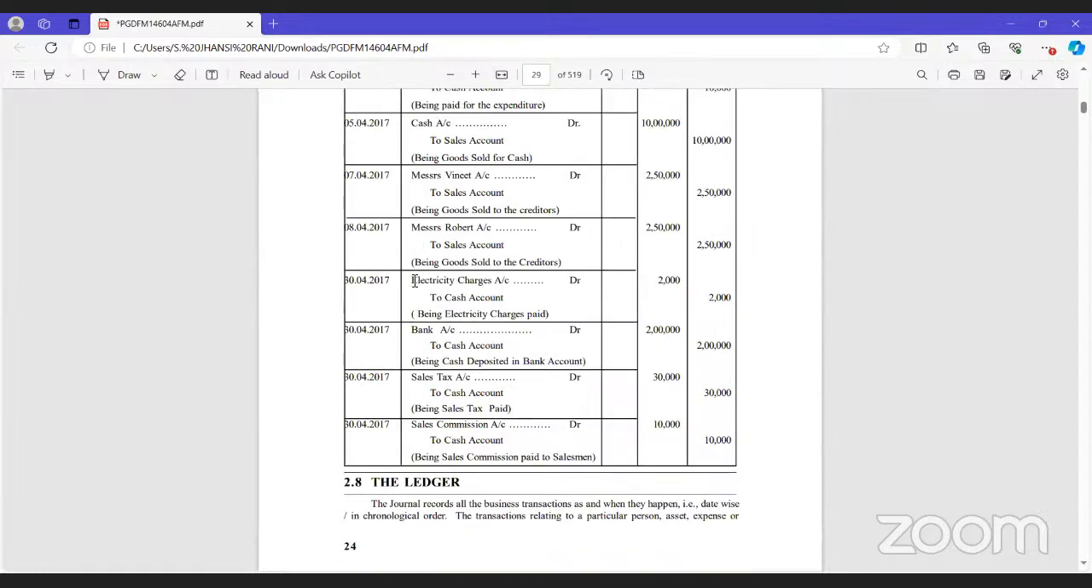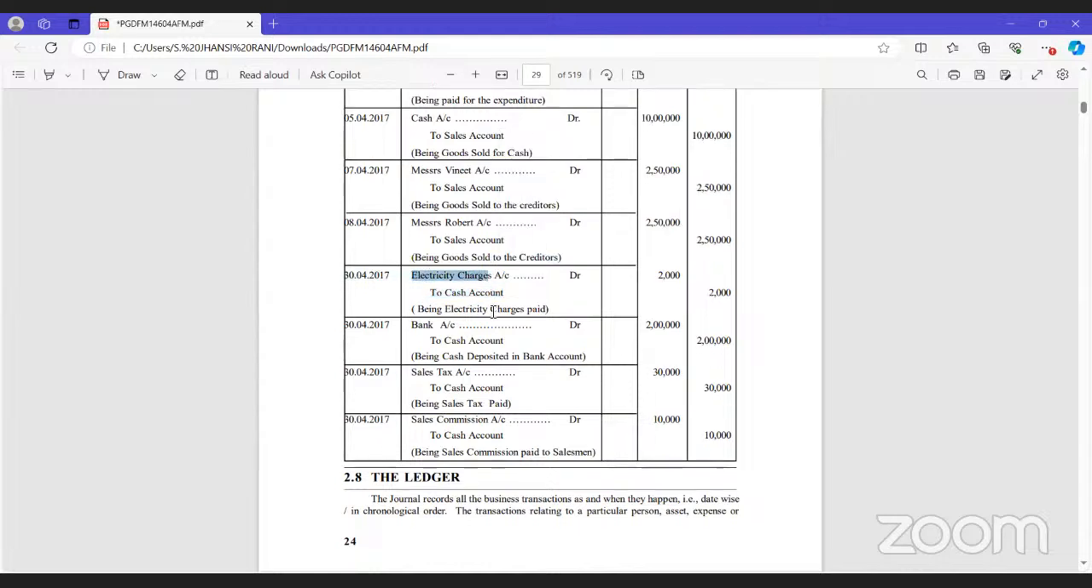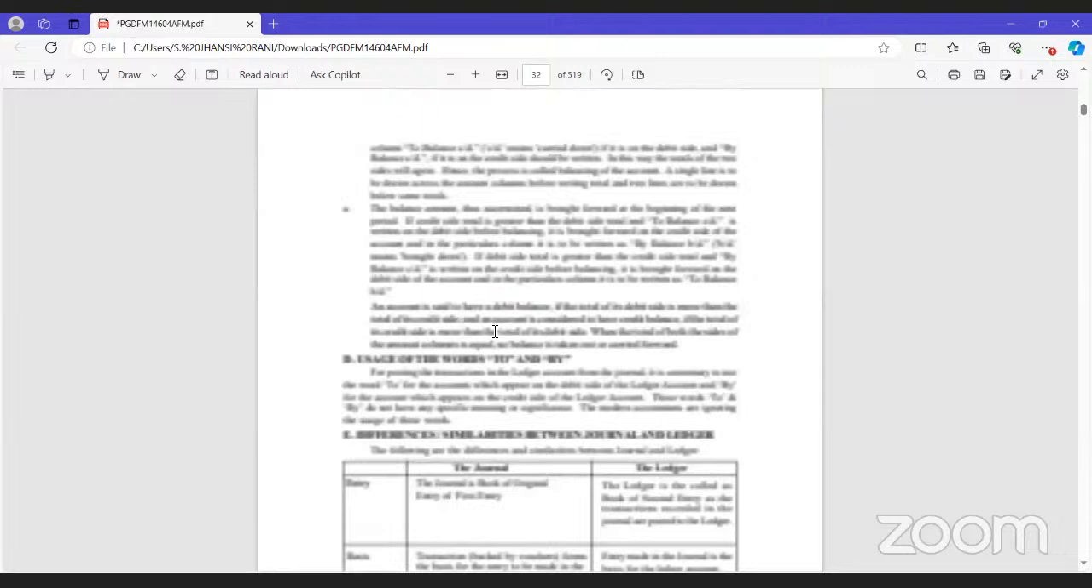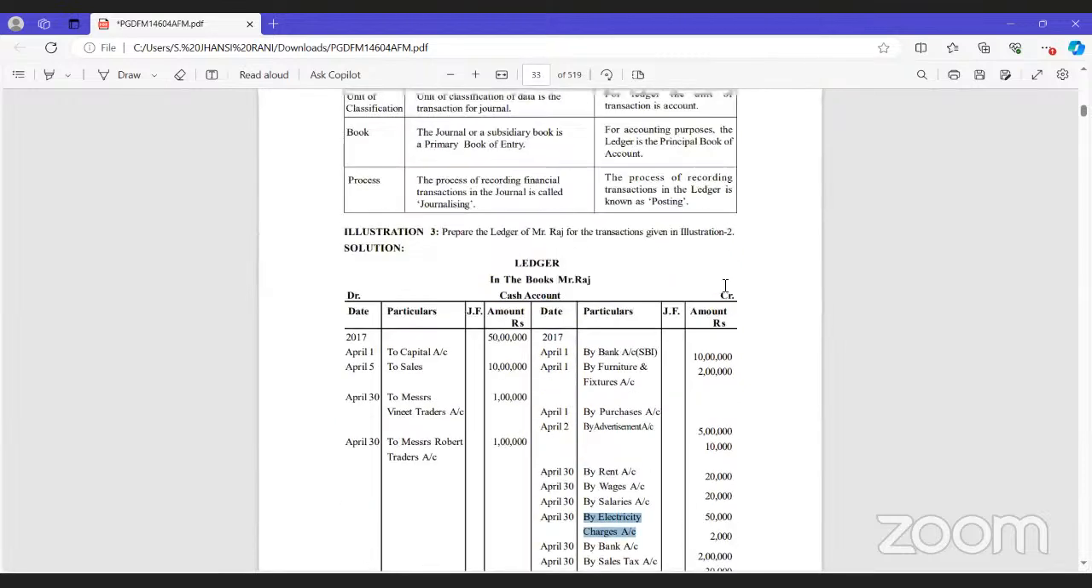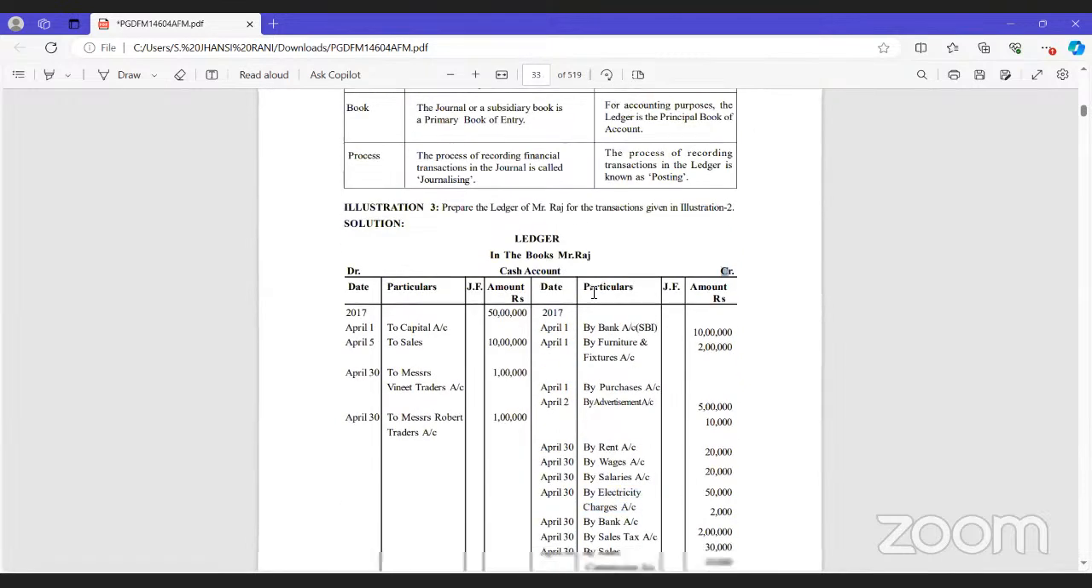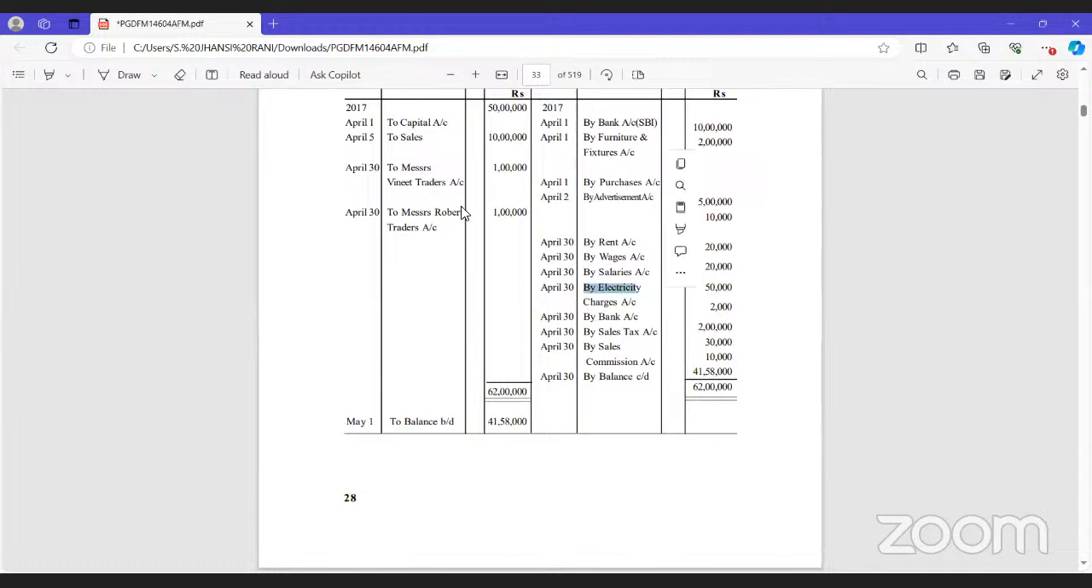Now look at here. Electricity charges account debit to cash account. Now, cash is where? Cash is on the credit side. So in the cash account, we will write on the credit side. What will we write? We will write "By electricity charges", the opposite of that one. So in the cash account, credit side, see, "By electricity charges". This is the credit side. Now after writing all those things, you just look at the balance I was just talking about. This is the balance.